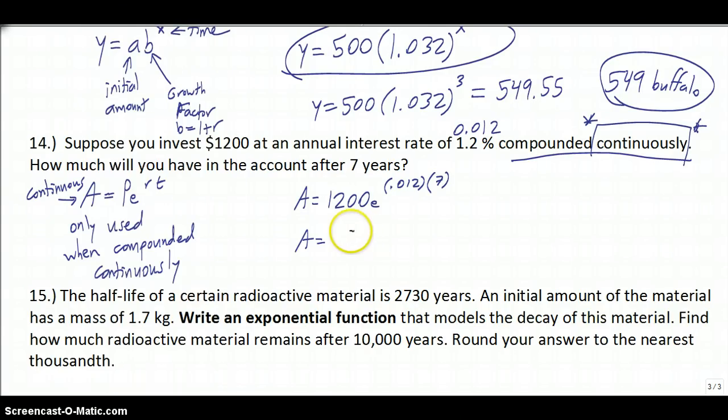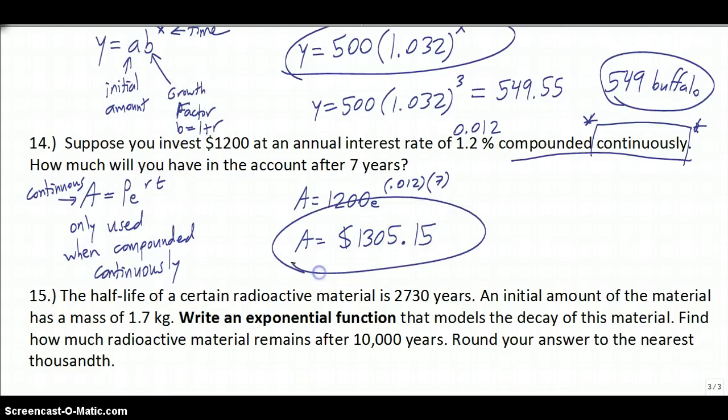I will have $1,305.15. Make sure you have cents because every penny matters, right? So that's not so bad.